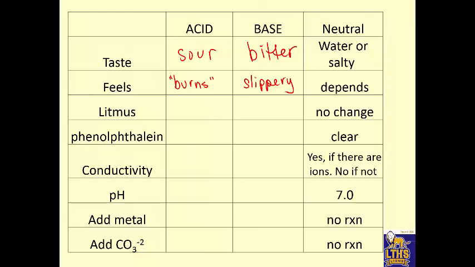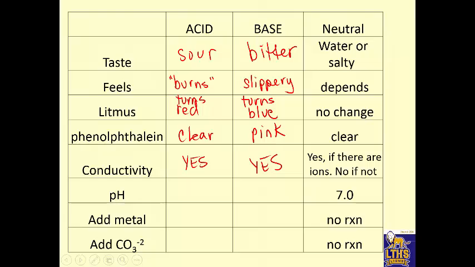Litmus turns red in acid and turns blue in base. Okay, it stays no change in neutral. Phenolphthalein is clear in acid and pink in base. Conductivity, yes, for both. All things can conduct electricity, acid, base, or neutral. It's all about the ions. pH is less than 7 for acids, or greater than 7 for bases. Right, and neutral is 7.